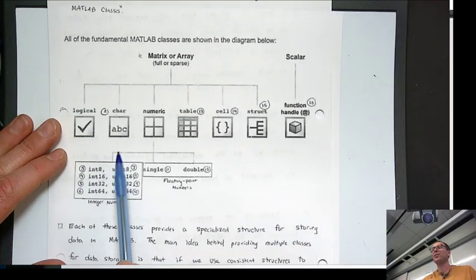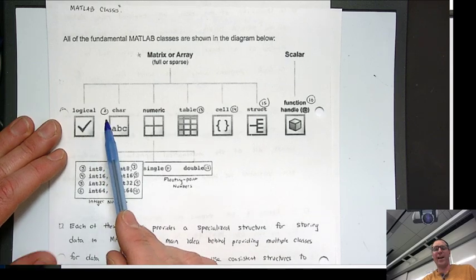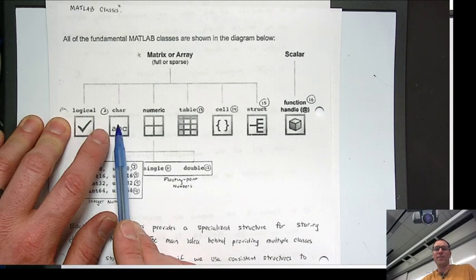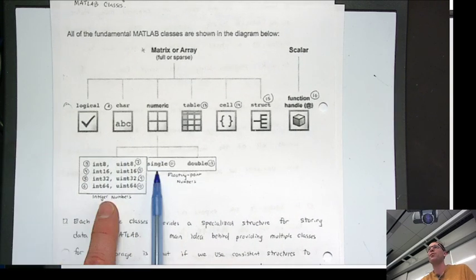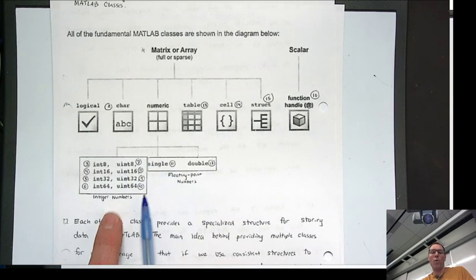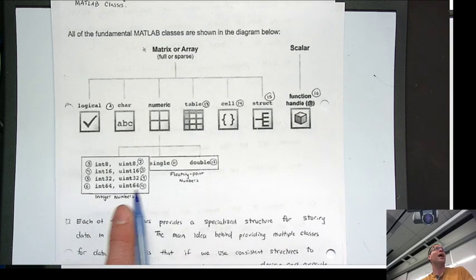This is a graphical representation of the same concept. So we have logical, characters, numeric. All of these are numeric. We have two types of numeric, which we're going to talk about today. We have what we call integer numeric and fractional.